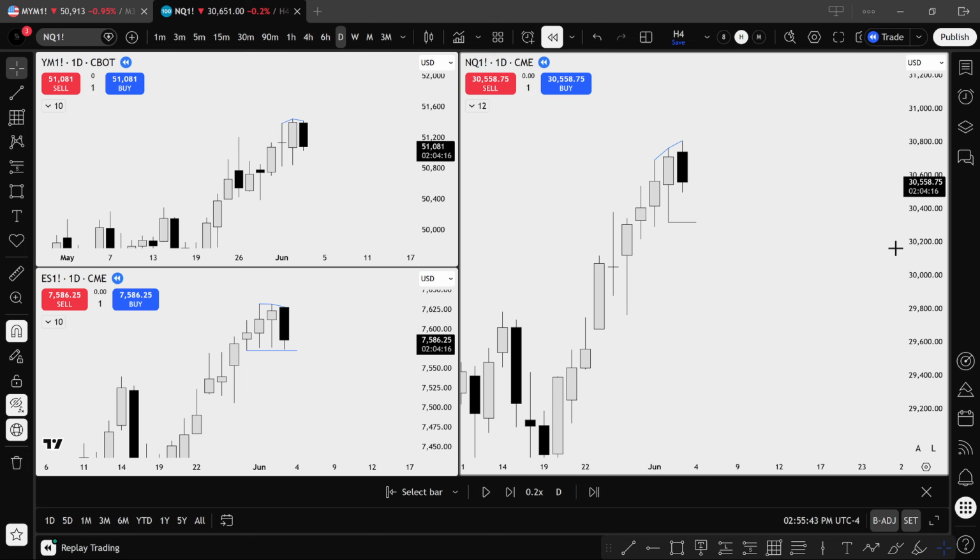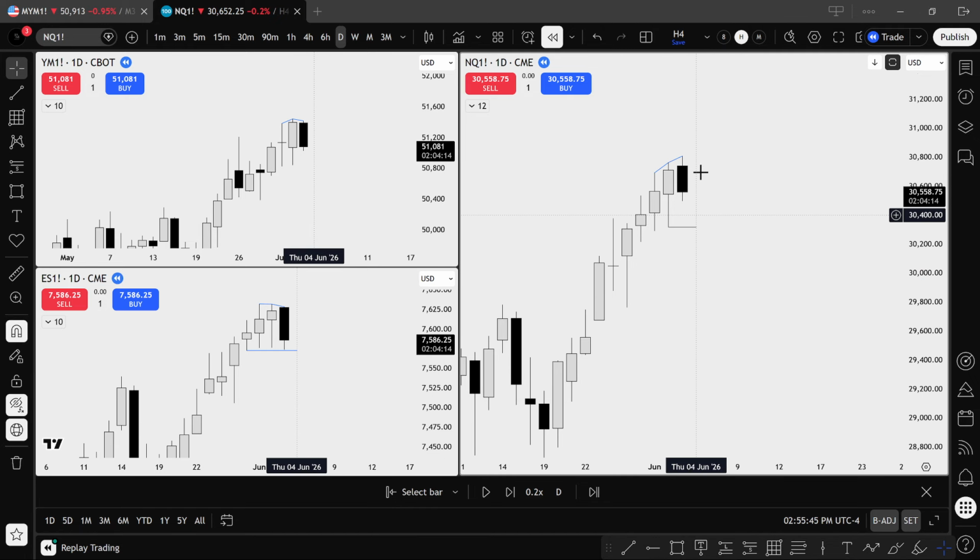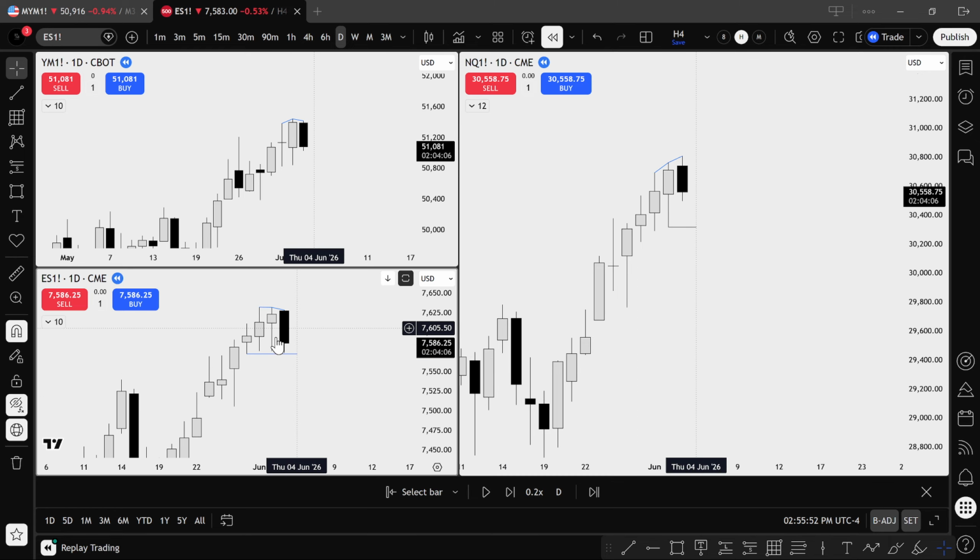Let's start from the daily time frame. On the daily time frame, you can see we have two-stage SMT at the highs, and we could have traded the ES, which was the stronger asset, but I ended up trading the NQ because it had much more clear structure. So let's focus on the NQ.